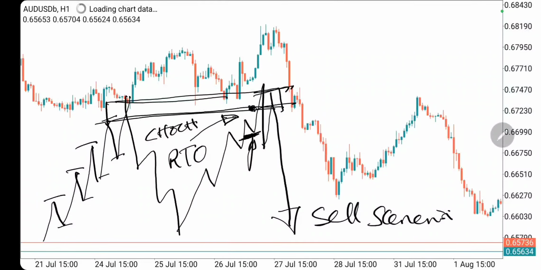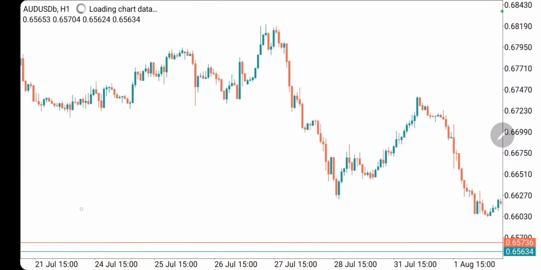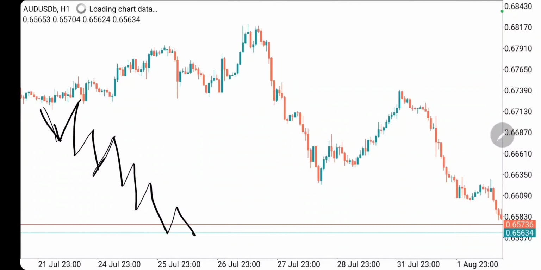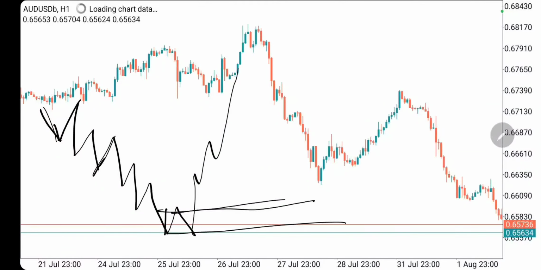Now let us look at the buy scenario of a confirmation, and I'm going to show you on the chart. Now a buy scenario of the confirmation entry is like this. The market creates a lower high and lower low, lower high and lower low. And now the market buys up, giving us a demand zone right here. Okay, and now we want price to come back to the zone.